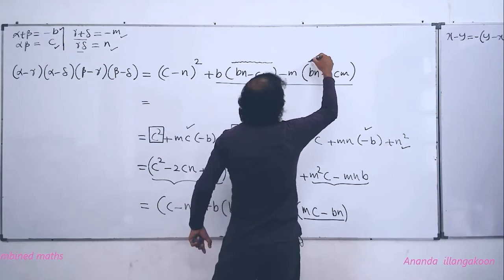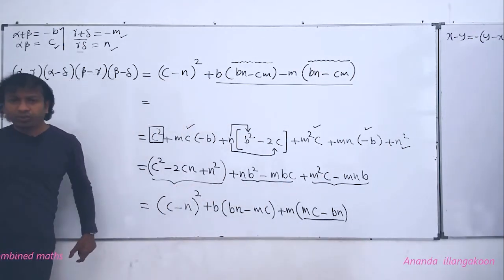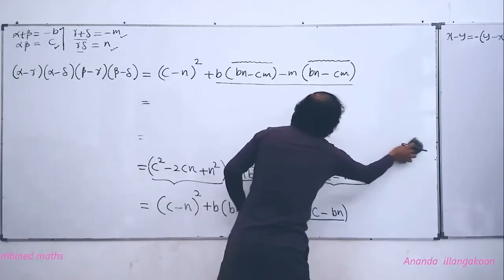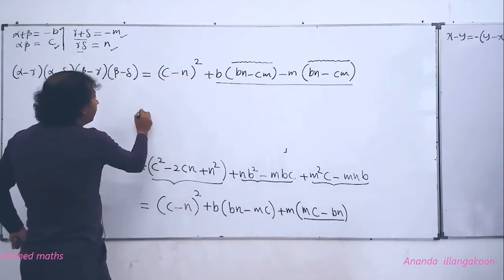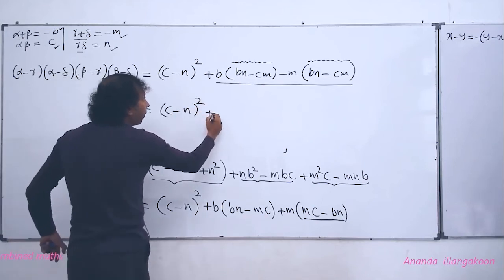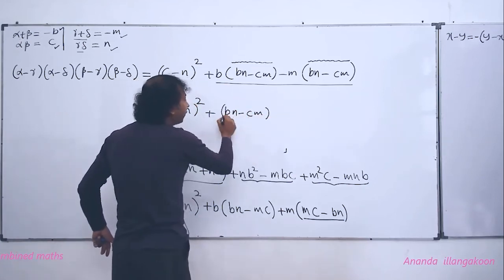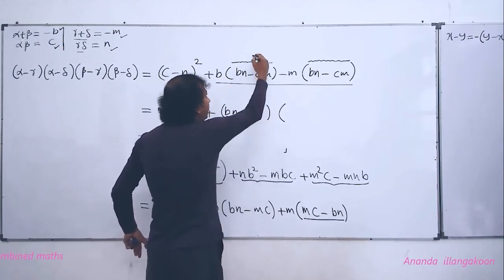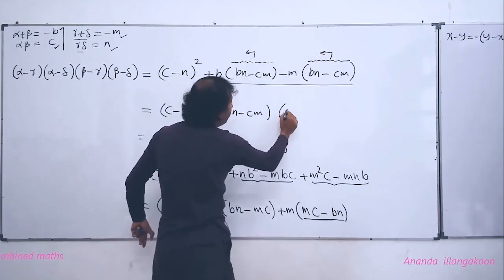this term is common for both. Then you can write C minus N perfect squared. People, take this Bn minus Cm out. Then here we get within bracket, this term we take out, people. Then within bracket, this is B, here minus M.